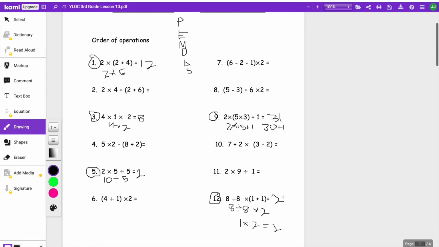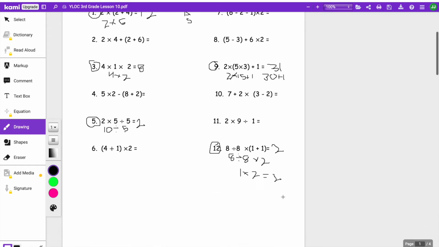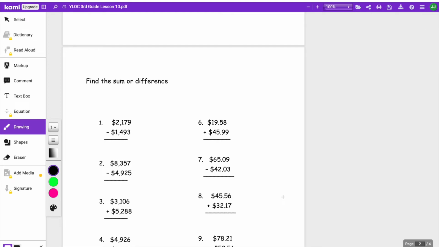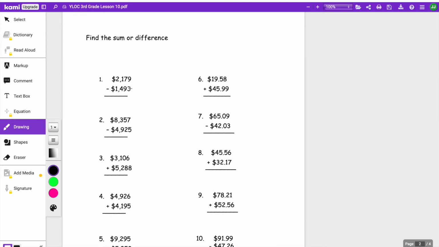Well, I think that's enough of order of operations. So let's move on down to find the sum or the difference. So we'll start with number 1.